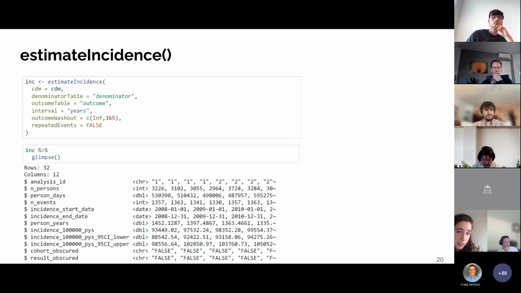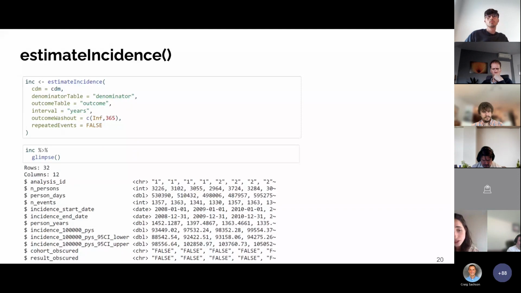So for incidence, we can use the function called estimateIncidence. As you can see, we specify the CDM object and then the tables we want to use, so the denominator and the outcome table. We can also specify the time interval we want to use, the outcome washout, and whether we want to consider repeated events or not.